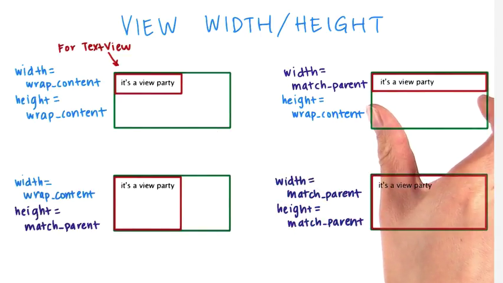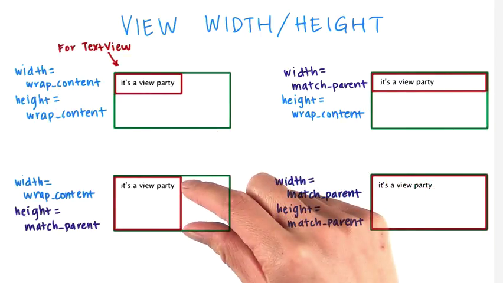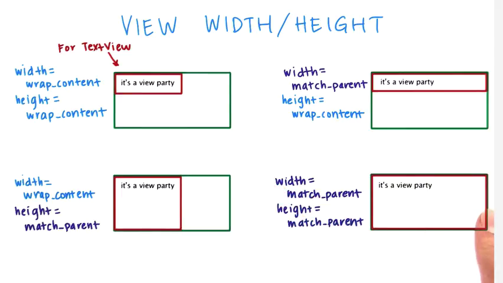This is what happens when we do match parent for the width and match parent for the height, and this is what happens when both are set as match parent. It fills up the full dimensions of the parent. If you ran this on a device, all of these would visually look the same because you wouldn't see these boundaries. So why does it matter which one we pick?